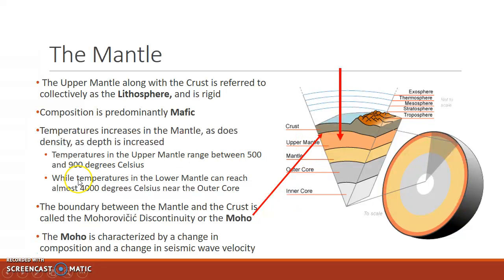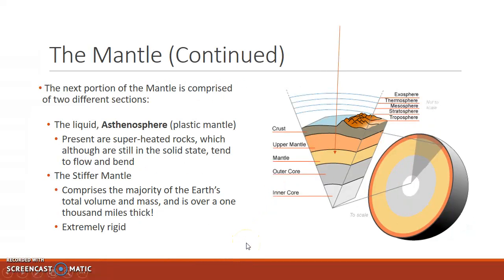Temperatures in the upper mantle can range anywhere between 500 and 900 degrees Celsius, which is pretty hot, while temperatures in the lower mantle on the outer core boundary can be almost 4,000 degrees Celsius. Now, the boundary between the mantle and the crust is called the Mohorovicic discontinuity, or the MOHO for short, and the MOHO is characterized by a change in composition and a change in seismic wave velocity.